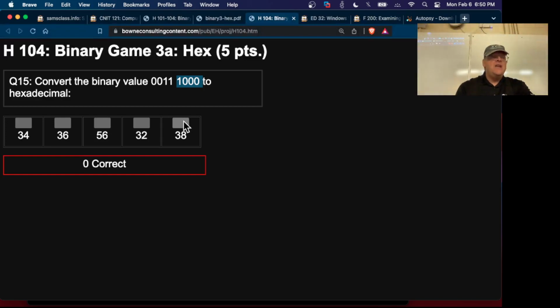So that's 3, 8. How about this one? What is this in hex? What's this nibble here in hex? What is it in base 10?